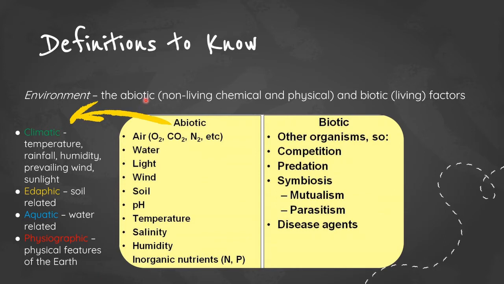When we're looking at abiotic, we can group them into climatic, meaning related to temperature, rainfall, humidity, meaning the amount of moisture in the air, wind, light. We can look at edaphic factors, which are soil-related factors, aquatic, meaning water-related, and physiographic, meaning the physical features of the earth.